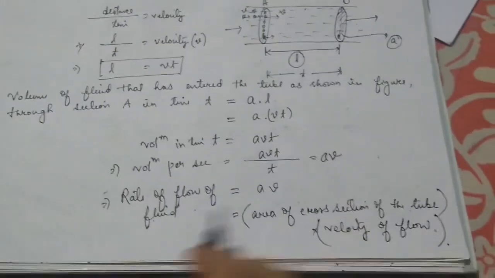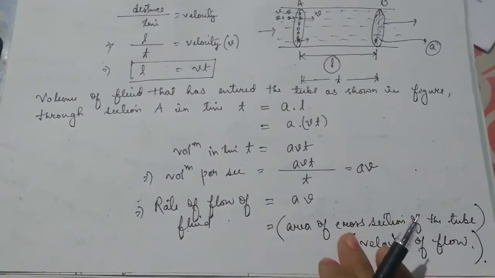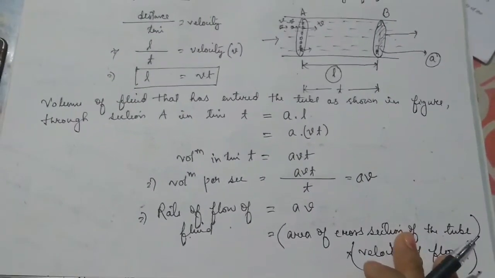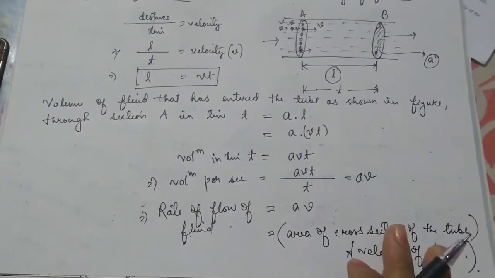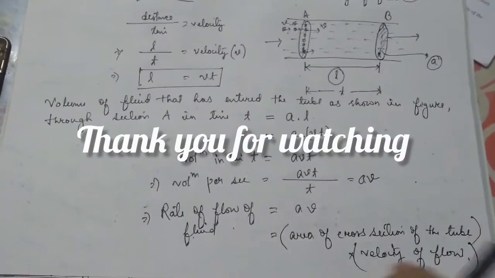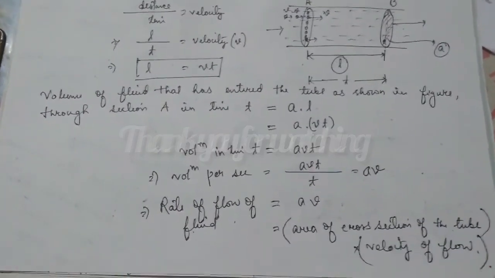So this is a very important relation, that the rate of flow of a fluid is equal to area of cross section of the tube into velocity of the flow. So this note I have already provided. This is a very important definition, as well as this concept is required in all other derivations that we are going to do in future.